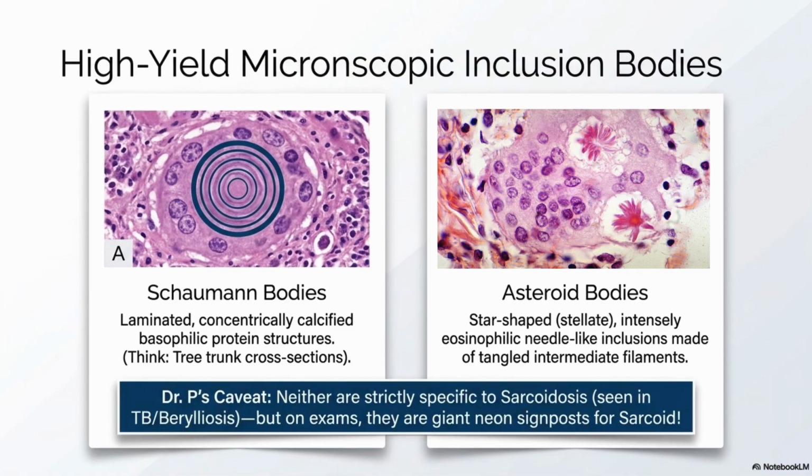Now here is Dr. P's caveat. Neither of these are strictly specific to sarcoidosis, as they can also be seen in TB or berylliosis, but on your exams, they are giant neon signposts for sarcoid.